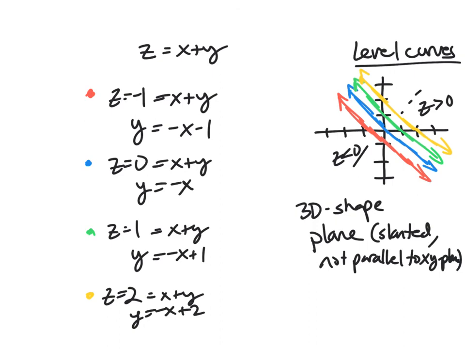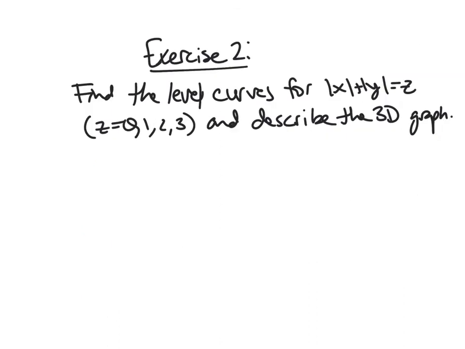It's changing height throughout. And for your second exercise, I want you to find the level curves for this function, the absolute value of x plus the absolute value of y. Again, for like 0, 1, 2, and 3, this one, again, can only have non-negative values of z. And then try to describe what you think the 3D graph looks like based off of those level curves.